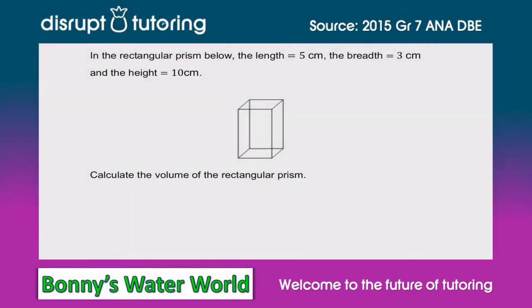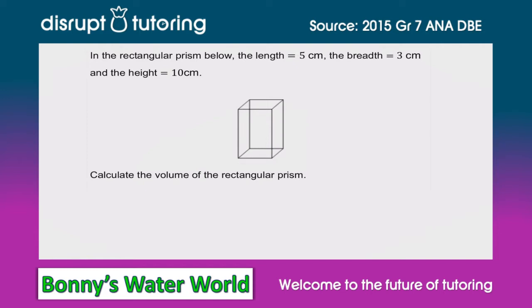Today we're going to do a measurement question, and specifically we're trying to calculate the volume of a rectangular prism. So let's read the question together. In the rectangular prism below, the length equals 5 centimeters, the breadth equals 3 centimeters, and the height equals 10 centimeters. Calculate the volume of the rectangular prism.